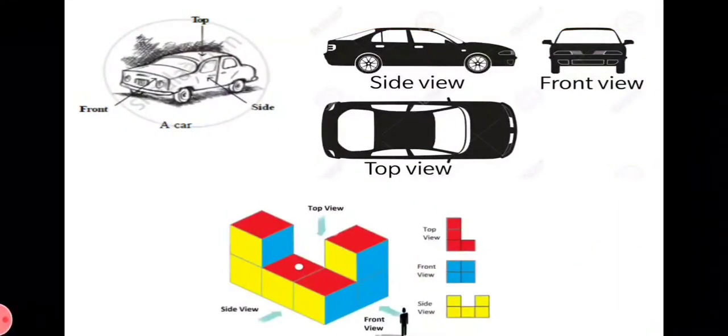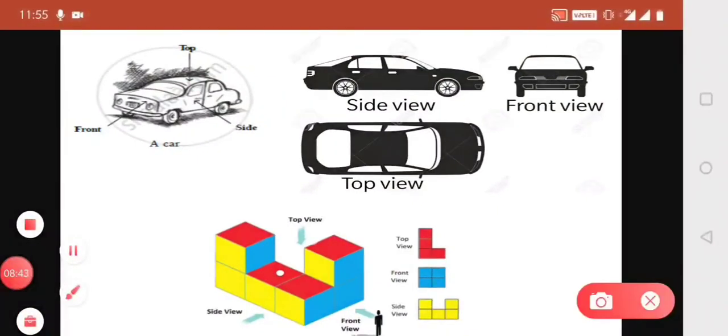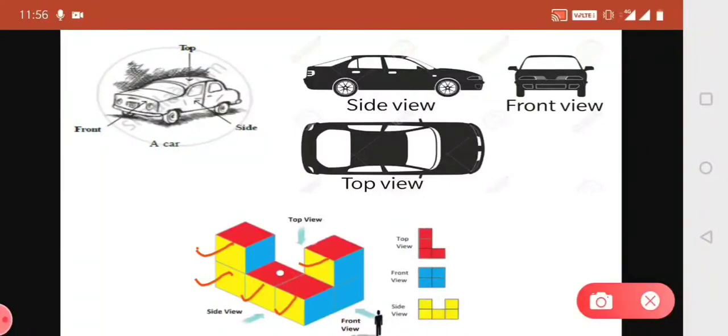And next is our side view. Now from the side, we can see this yellow face, this yellow face, this yellow face, this yellow face, this yellow face and this yellow face. That is, 5 yellow faces can be seen, which is given here next to it. So this is the side view of the given solid shape.